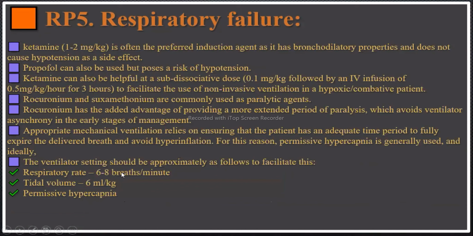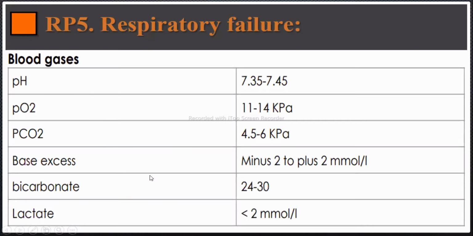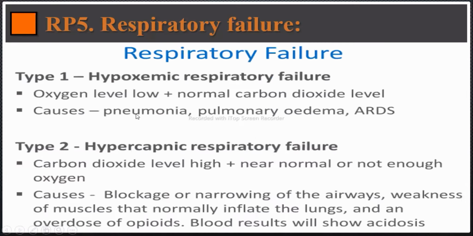Okay. So lung protective strategy, as we said, you can start a respiratory rate of 6 to 8 breaths per minute, tidal volume 6 ml per kilogram, and permissive hypercapnia. As we said, you have to be familiar with the normal blood gases.